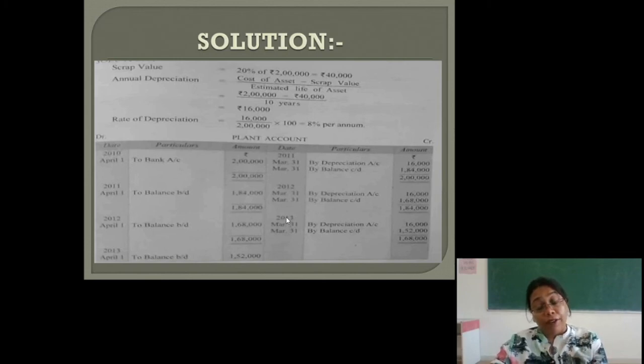Again after 1 year, we will charge the depreciation, that is 2013 March 31st, by depreciation account 16,000. So 1 lakh 68,000 minus 16,000 will be 1 lakh 52,000. These are the 3 years for which the depreciation has been charged: 16,000, 16,000 and 16,000. Now the leftover amount for this particular machinery is 1 lakh 52,000. So we will show this in the same year. We have ended on 2013 March 31st. We will start from 2013 April 1st. To balance brought down 1 lakh 52,000.